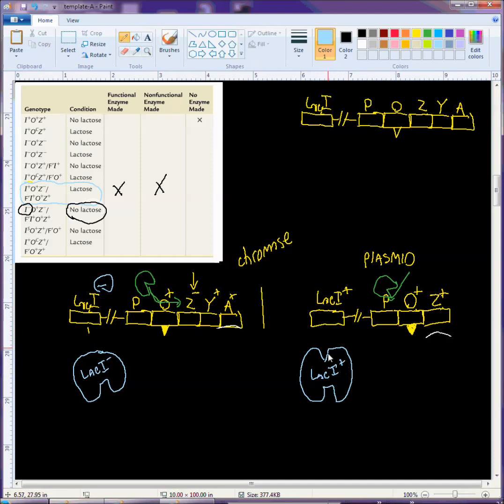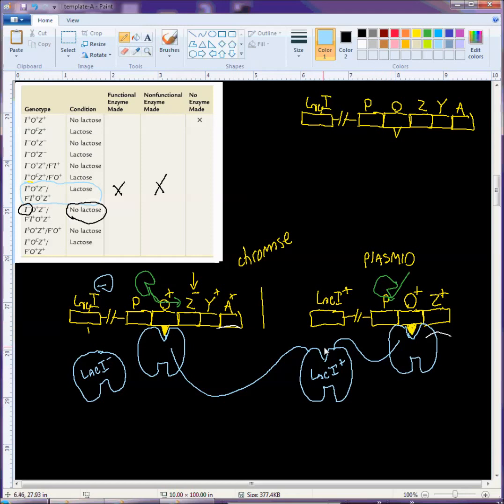Okay, so this one is still free to bind to lactose and undergo allosteric shift. There's no lactose present. So this is going to be bound to this operator on the plasmid, and it's also going to be bound over here, right? It's free to move around the cell, binding to any operator with a non-mutated lac-I binding site. Because it's not just specific for the plasmid, it can go to the chromosome too. Anywhere there's a lac-I binding site, it's going to bind.